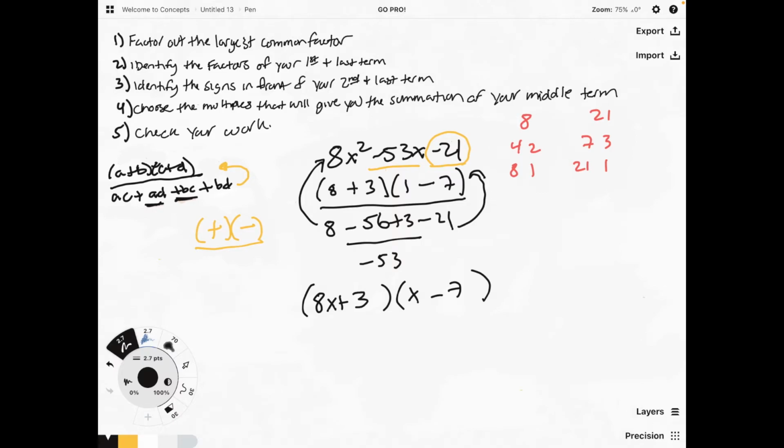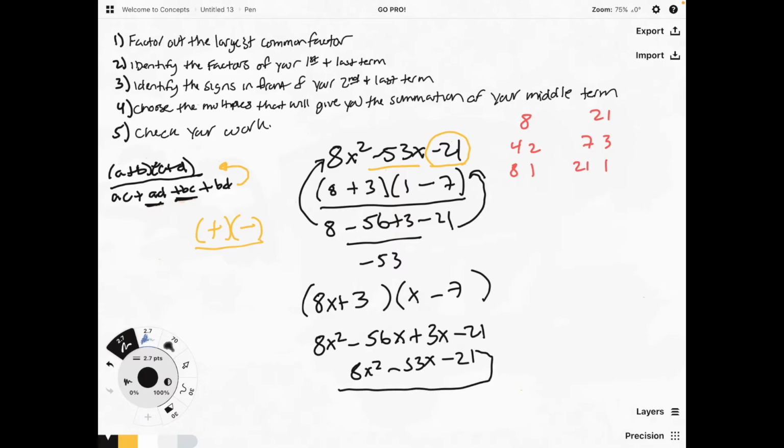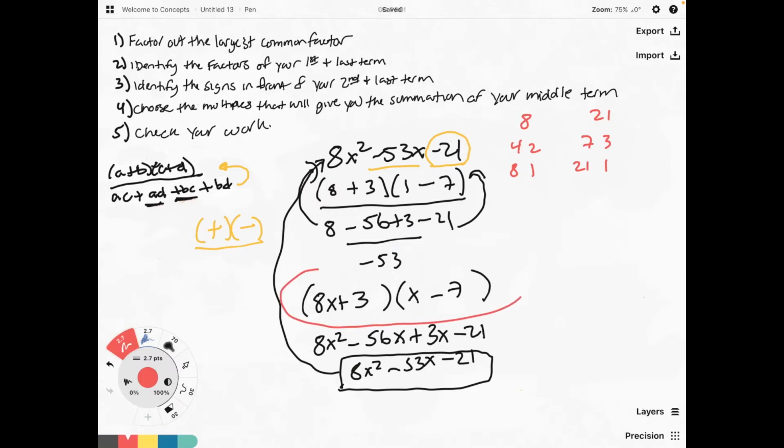8x times x is going to be 8x squared. 8x times minus 7 is minus 56x, and we have plus 3x, and then minus 21: 8x squared minus 53x minus 21. And we see that we have this answer, which matches our original equation. Therefore, we know that this is our factor and is the correct answer.